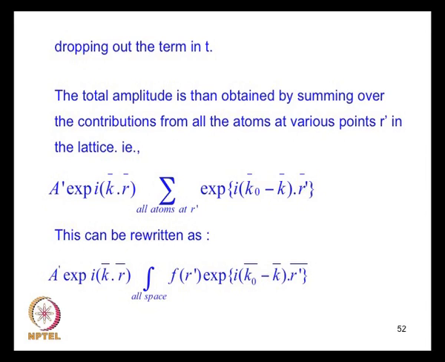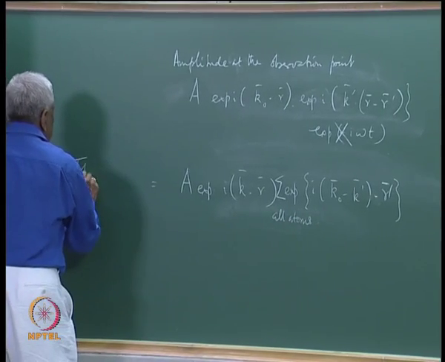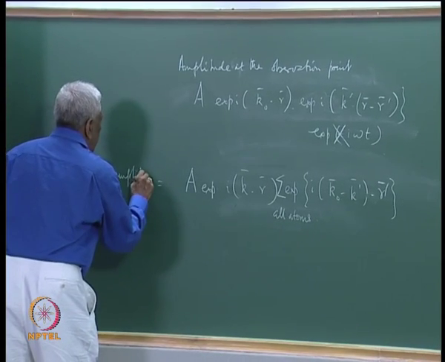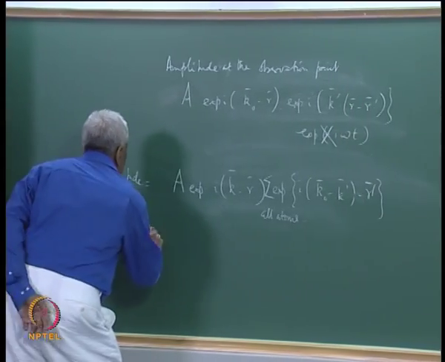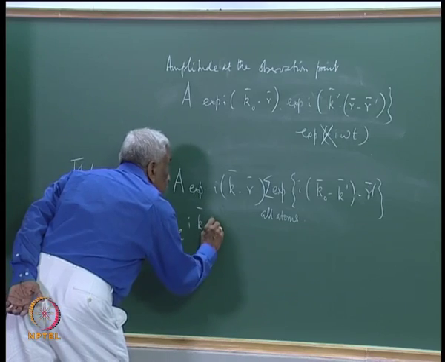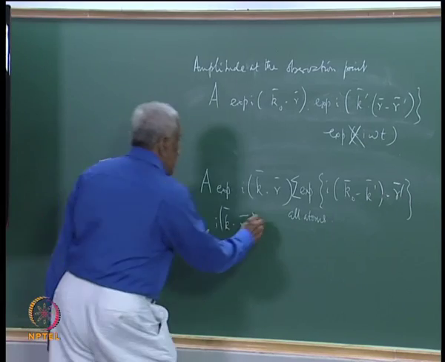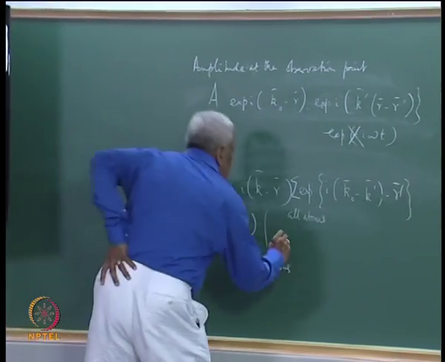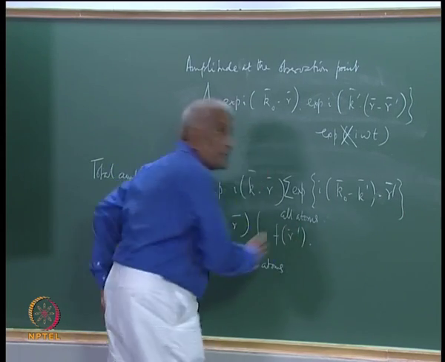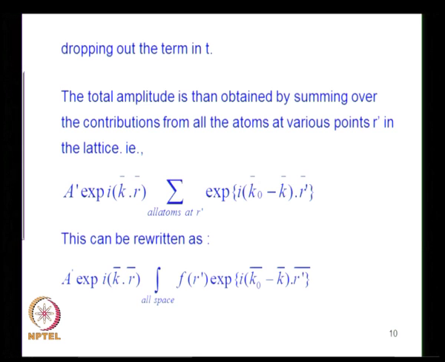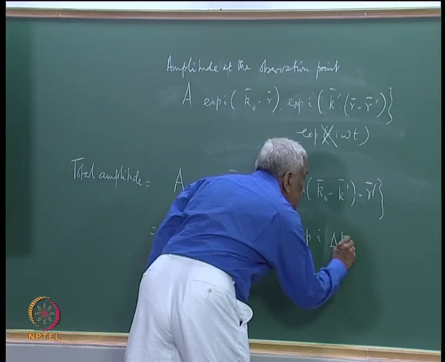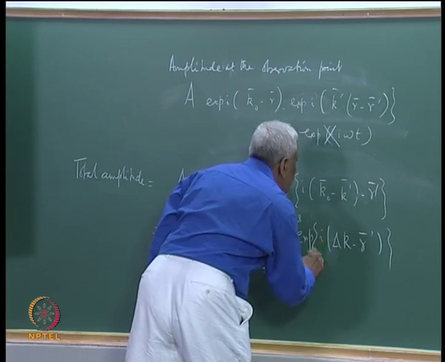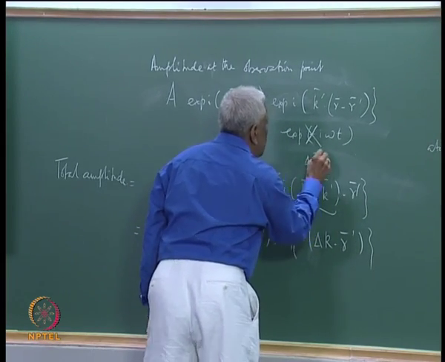The total amplitude is got by summing over all the atoms. So, the atomic terms are here, and this is a summation over all atoms, that is the total amplitude. That can also be rewritten as a e to the power i k dot r integral over all atoms, since the atoms are practically continuously distributed. So, we can write a scattering amplitude times exponential i delta k dot r prime, where delta k is just this quantity.